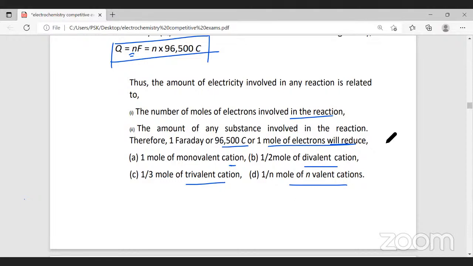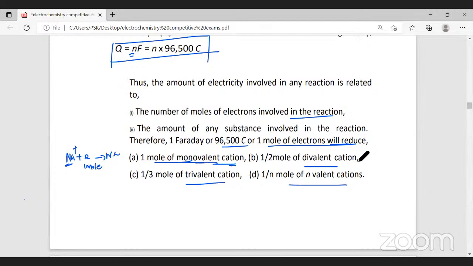Sodium. Now sodium is monovalent, Na plus. So in order to reduce sodium, how many moles of electron is required? 1 mole of electron. So 1 mole of electron for one monovalent cation.